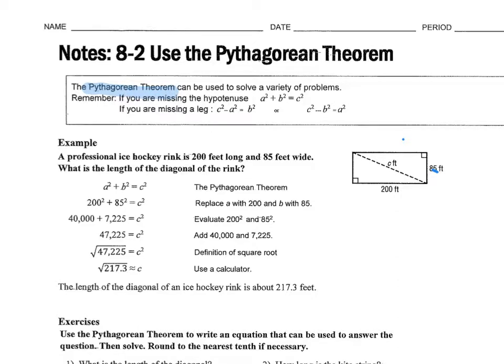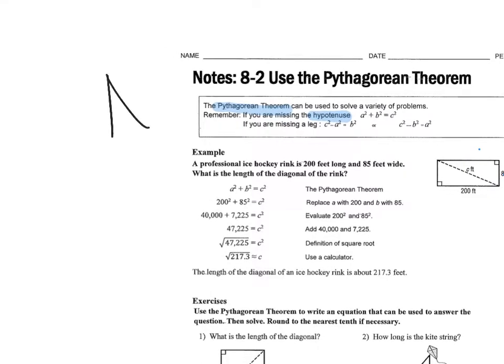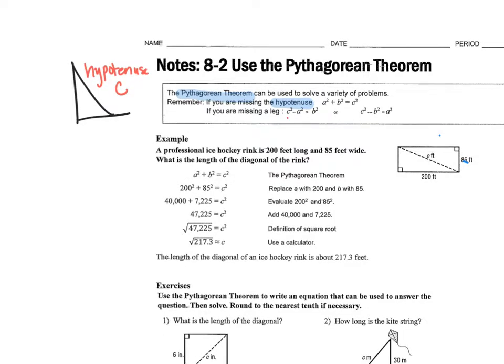Remember, if you're missing the hypotenuse, what is the hypotenuse? It's this guy, the hypotenuse. That's always your longest side, usually C. If you're missing the hypotenuse, you can use a squared plus b squared equals c squared. If you're missing a leg, like we did in 8-1, you can use these shortcuts. You don't have to do that, okay?